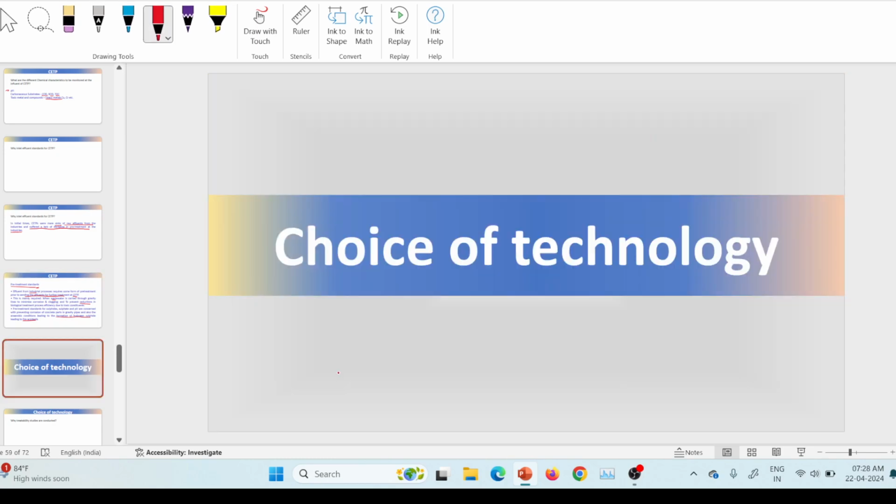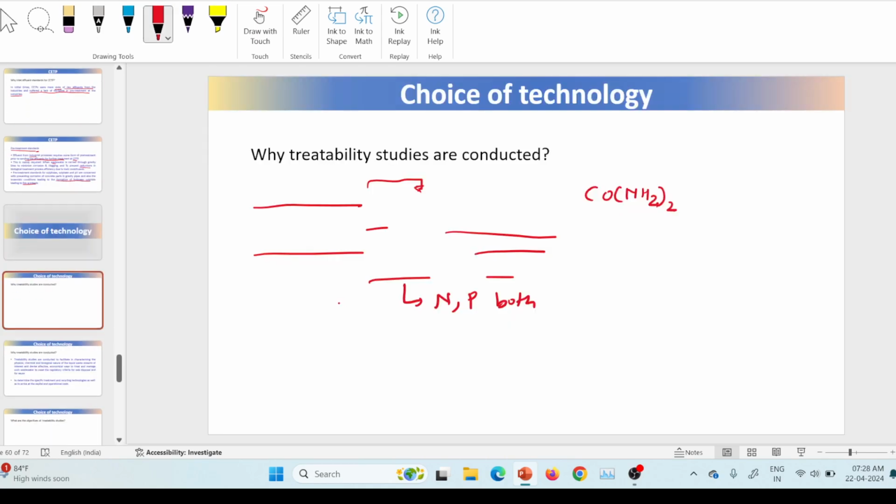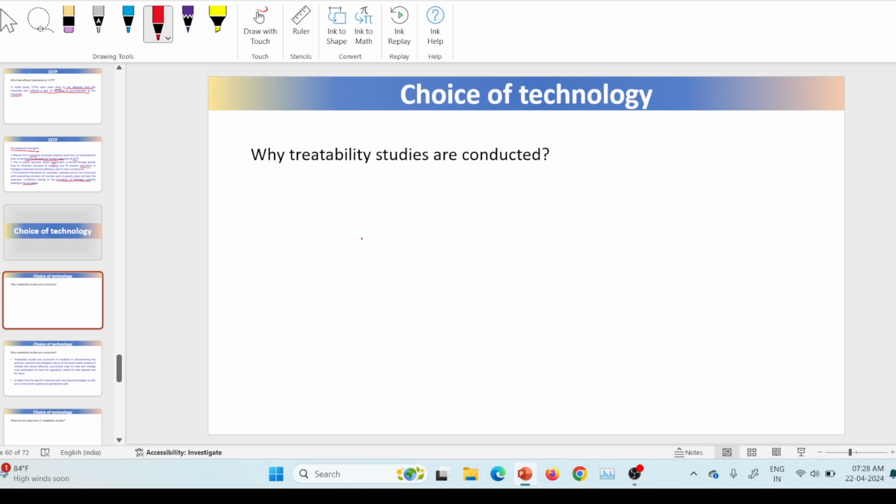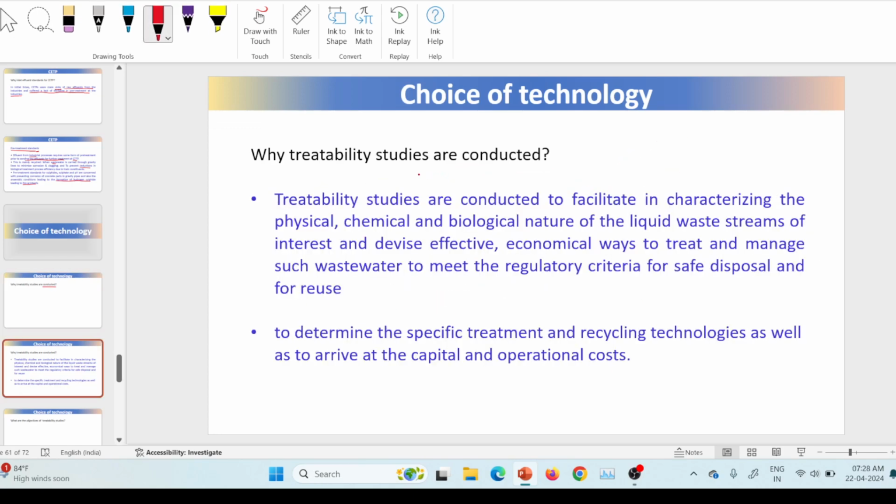Now we will study choice of technology. Why are treatability studies conducted? Treatability studies are conducted to facilitate characterizing the physical, chemical, and biological nature of the liquid waste streams of interest, and to devise effective, economical ways to treat and manage such wastewater to meet the regulatory criteria for safe disposal and reuse.